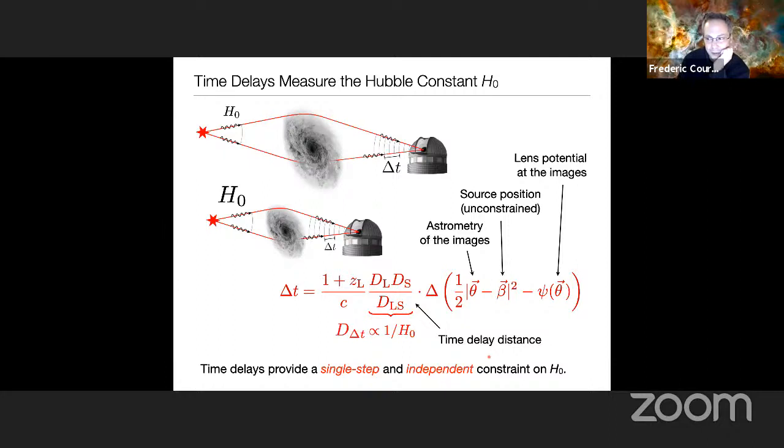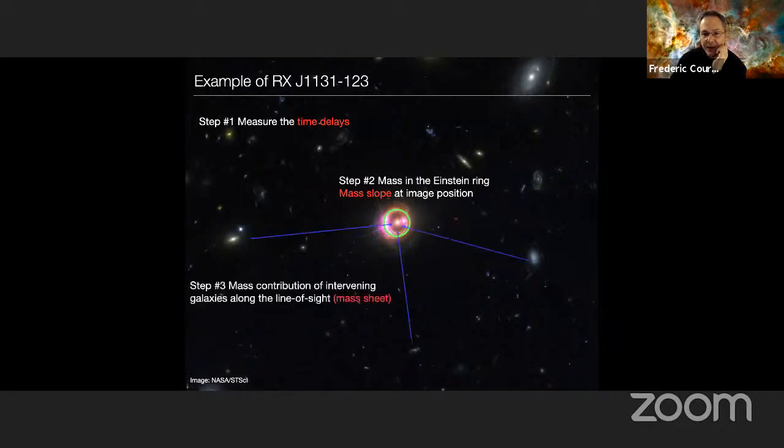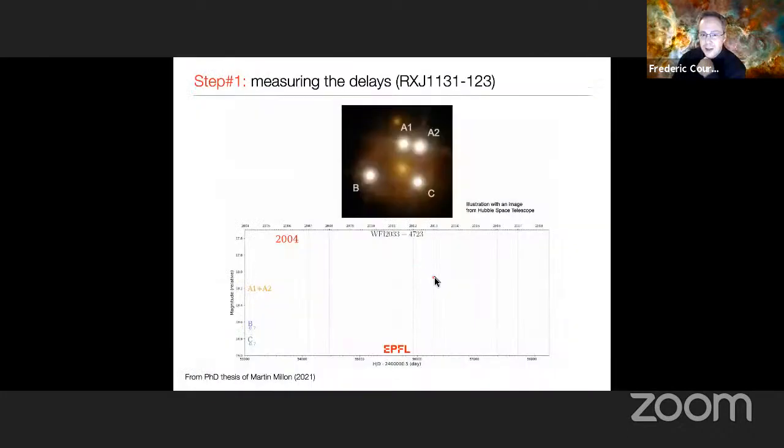Now, to do this, you need 3 steps. First, you need to measure the time delays. Second, you need to measure the mass slope at the position of the lensed images. And third, you need to measure the contribution of everything along the line of sight. You know, this galaxy, all these galaxies with their dark matter halo that leaks. And there is always a bit of mass leaking from all the things from redshift 0 to the redshift of the source that leak in the Einstein radius of the main lens, which is here. And that will change the time delay, of course, because it changes the overall lens model. So you need these 3 steps.